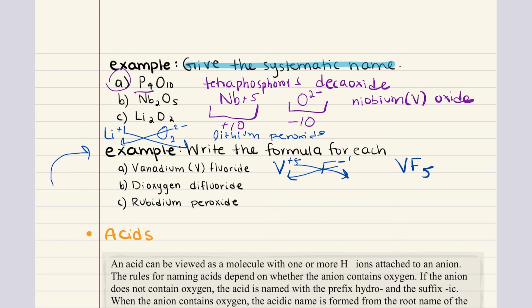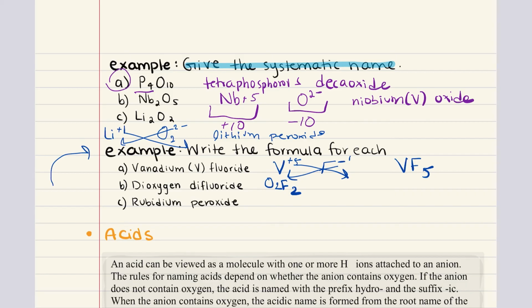What about dioxygen difluoride? So this prefix really helps us here. The prefix di indicates 2 of each atom. So what we have here is O2F2. That's the chemical formula for dioxygen difluoride.